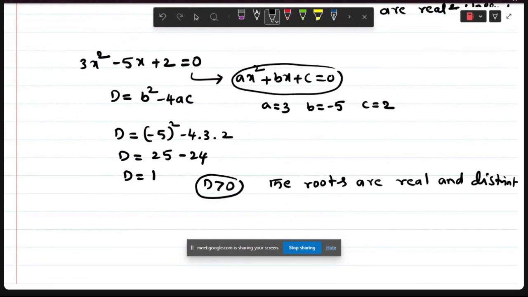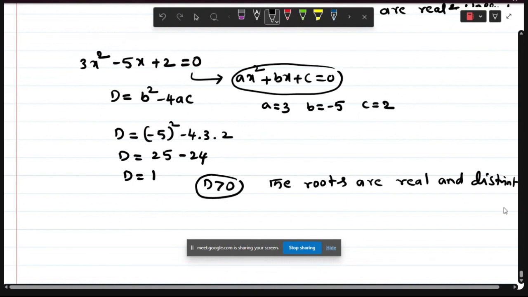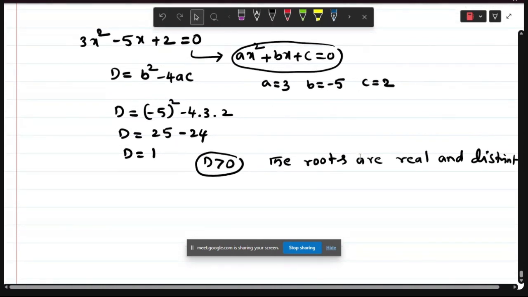Now, how to find the roots? There are two methods. The first method is the splitting the middle term method. The second method is the formula method. Here, splitting the middle term is possible. So what is the equation here? The equation is 3x squared minus 5x plus 2 is equal to 0.